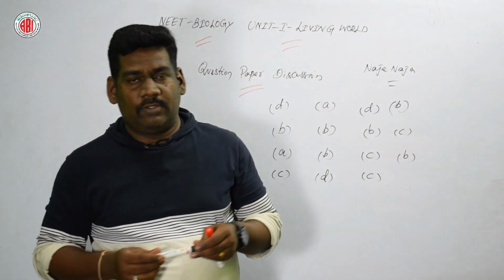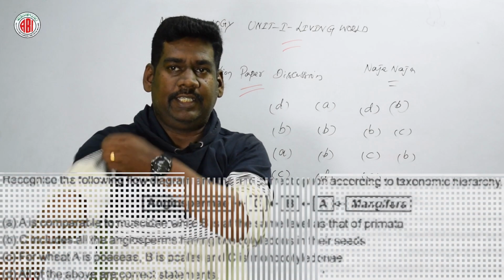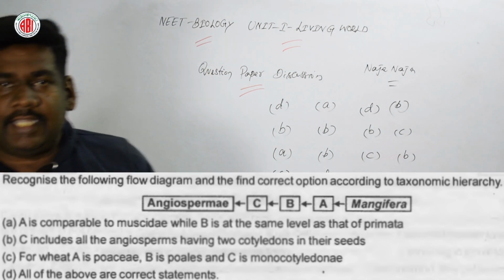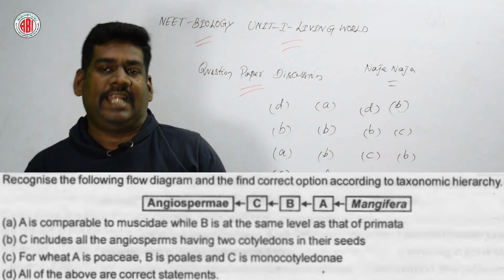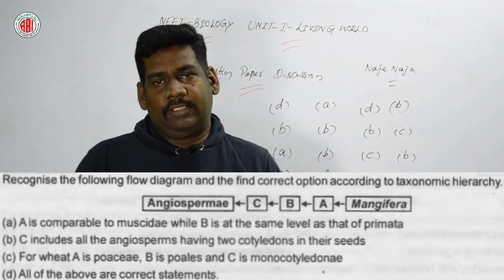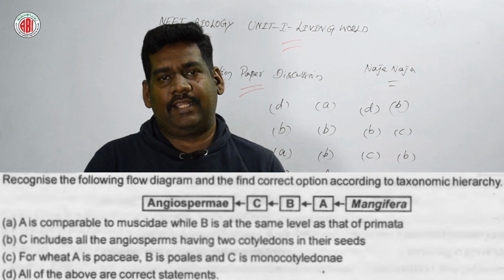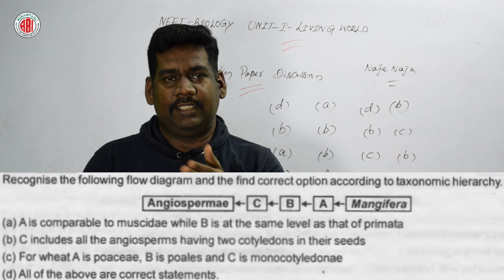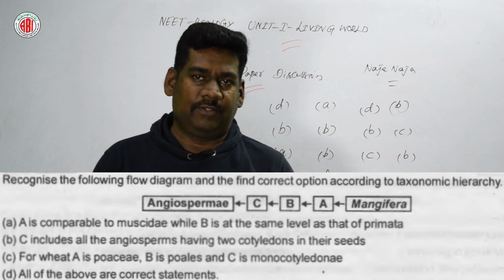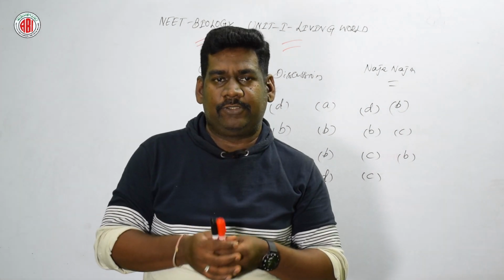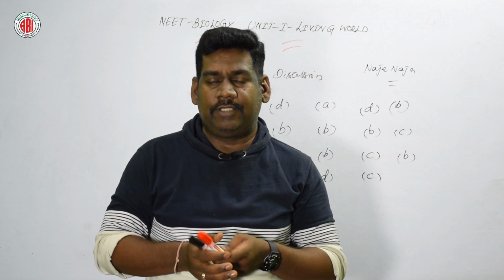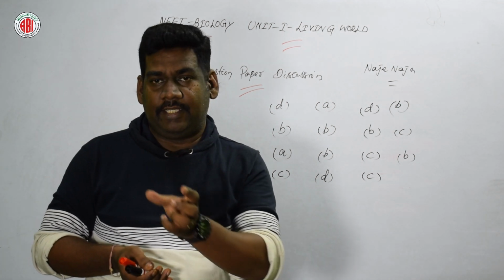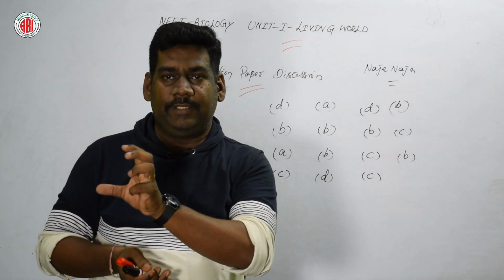Now let us go for the next question. So the next question is, recognize the following flow chart and find the correct option according to taxonomic hierarchy. So here the taxonomic hierarchy which is given: Angiospermae, C, B, A, then Mangifera. Okay, so now Mangifera indica, actually, is the name of the mango tree. Here Mangifera is considered to be the genus name and indica is considered to be the species name.